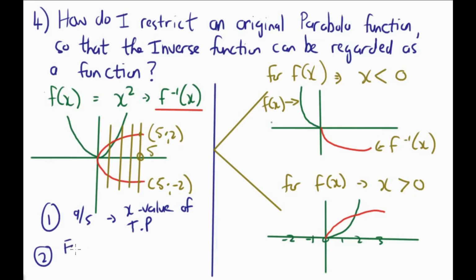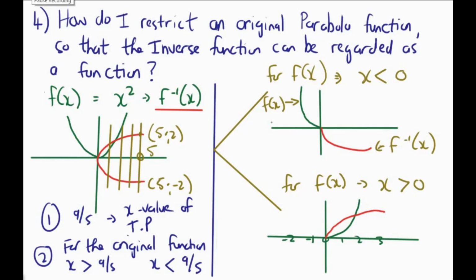So for the original function, I now have to say that the x value is either greater than that axis of symmetry or x is less than the axis of symmetry. So that's basically the steps in simple terms, but we've obviously tried to help you guys understand why we get there. Okay, so that's basically this particular way in which we can restrict the original parabola function so that the inverse function can be regarded as a function.